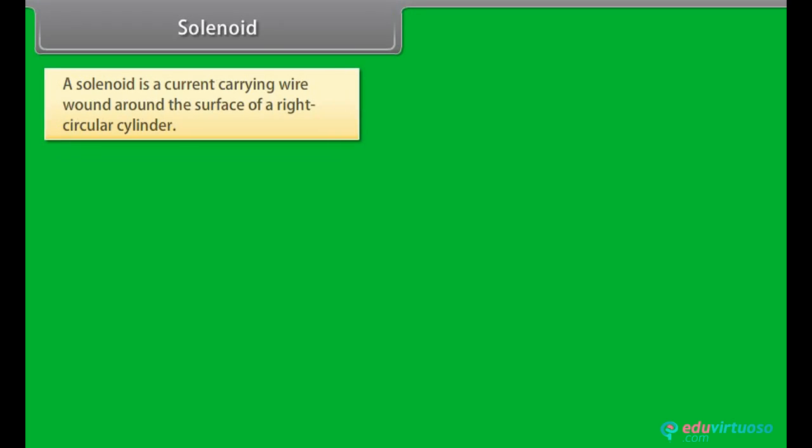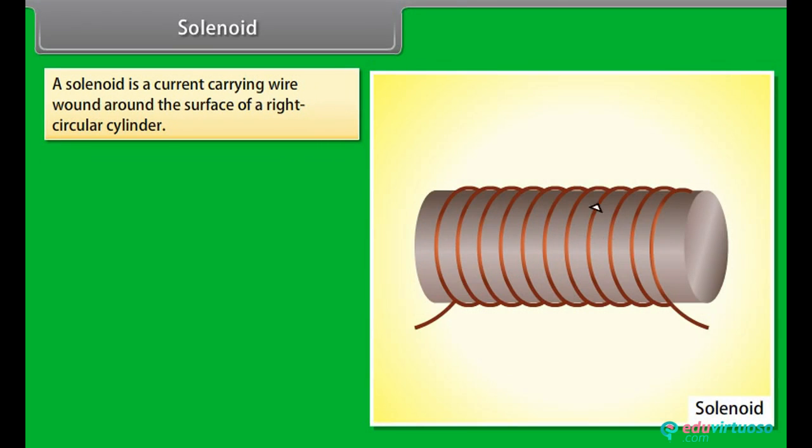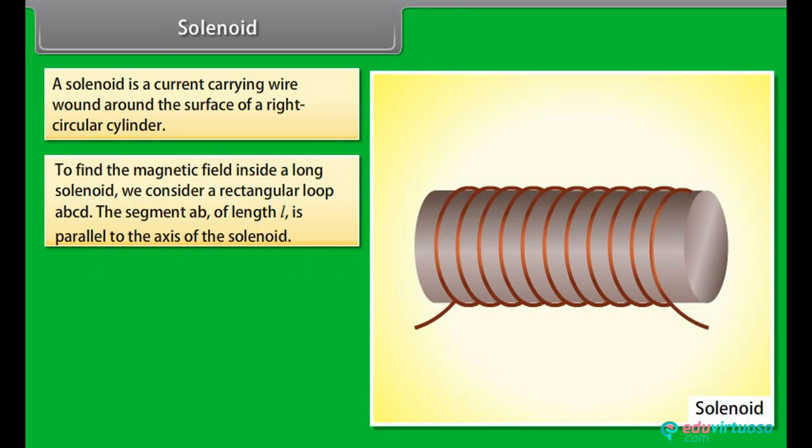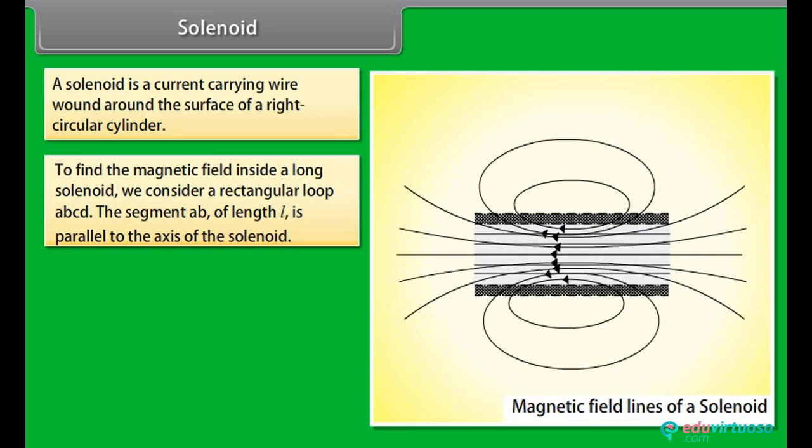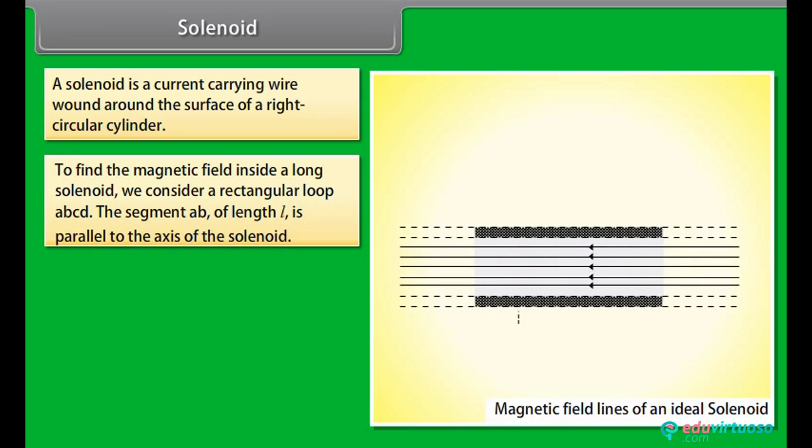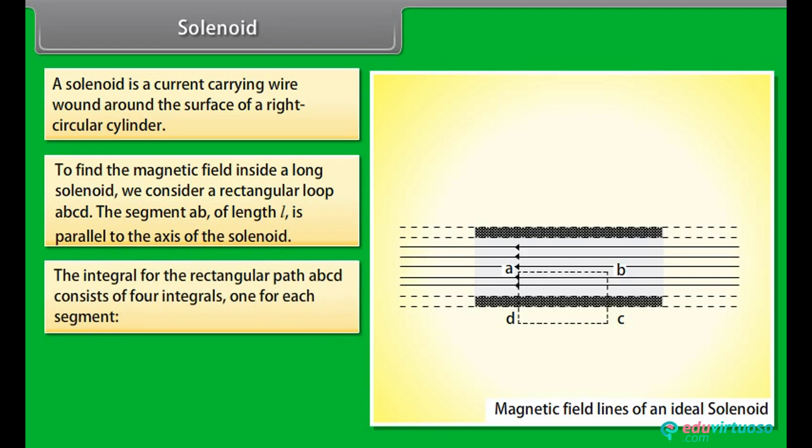Solenoid. A solenoid is a current-carrying wire wound around the surface of a right circular cylinder. To find the magnetic field inside a long solenoid, we consider a rectangular loop ABCD. The segment AB of length L is parallel to the axis of the solenoid. The integral for the rectangular path ABCD consists of 4 integrals, one for each segment.